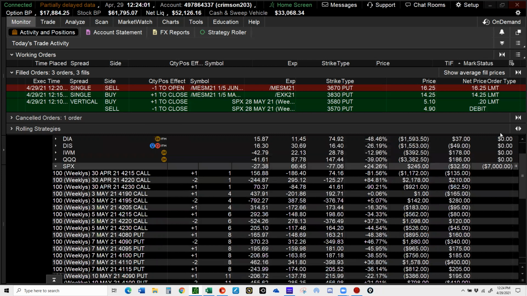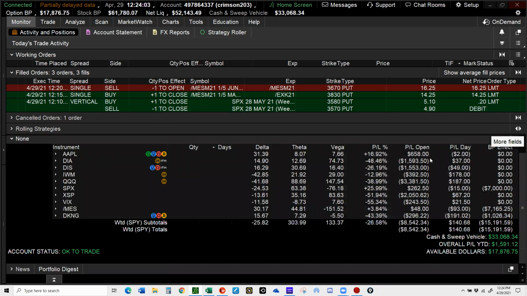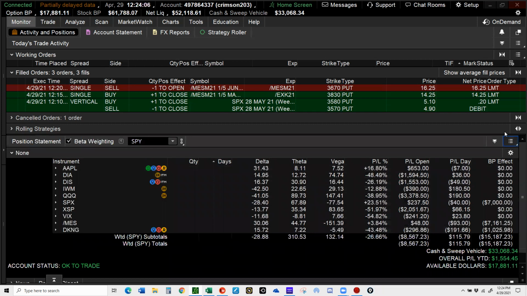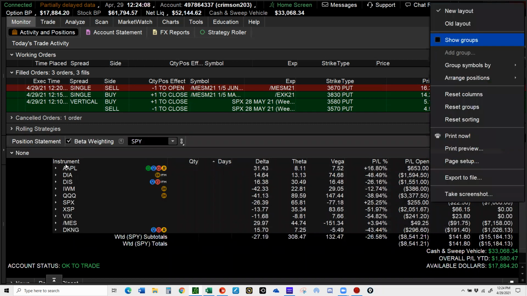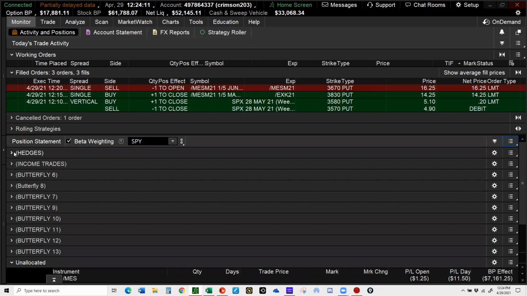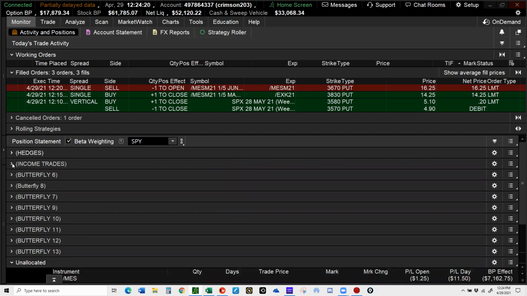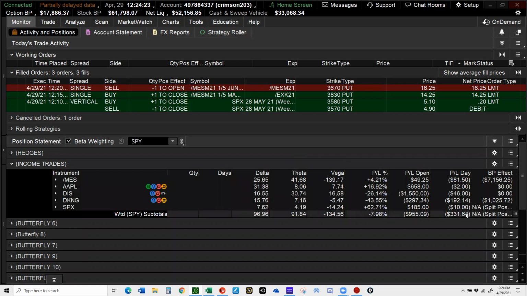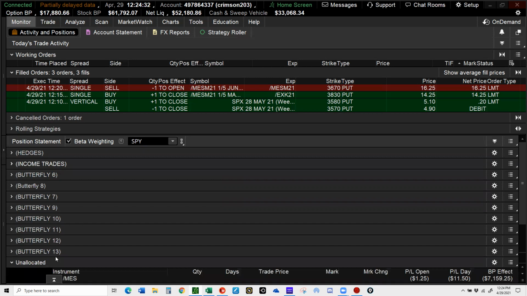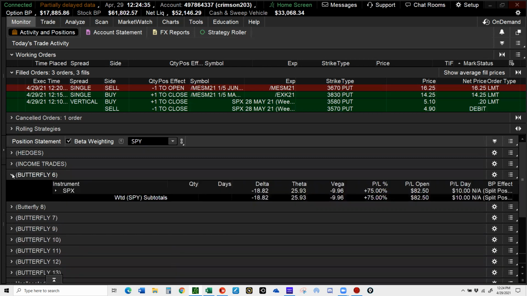Let's see how everything's doing. Let's move this. Let's see. How do I get it to show my groups? So we'll show groups. And I got everything, you know, my hedge trades are looking good. Negative delta, positive theta. Look at that. Great positive theta. So hedges are doing great. How are my income trades doing? I'm down $331 on the day on my income trades. Why is that? Wow. Okay. Who cares? It counts up, right? All right. Then we got all these little butterflies. Let's just start looking at them. Butterfly 6.